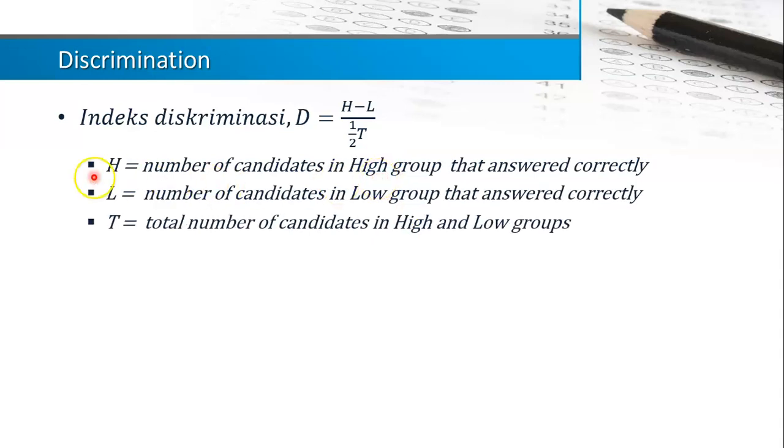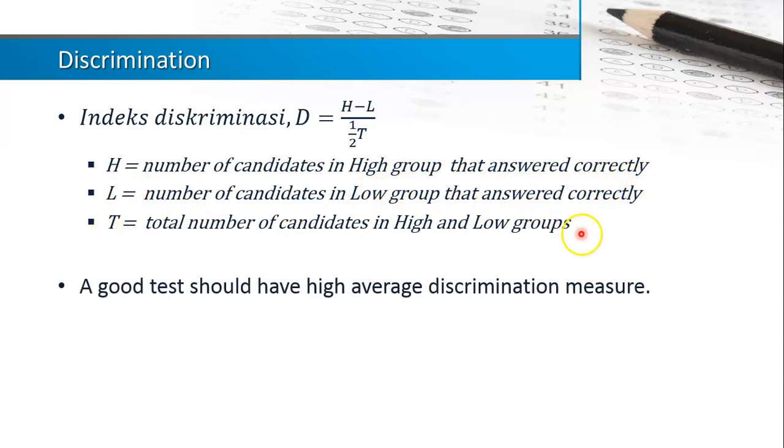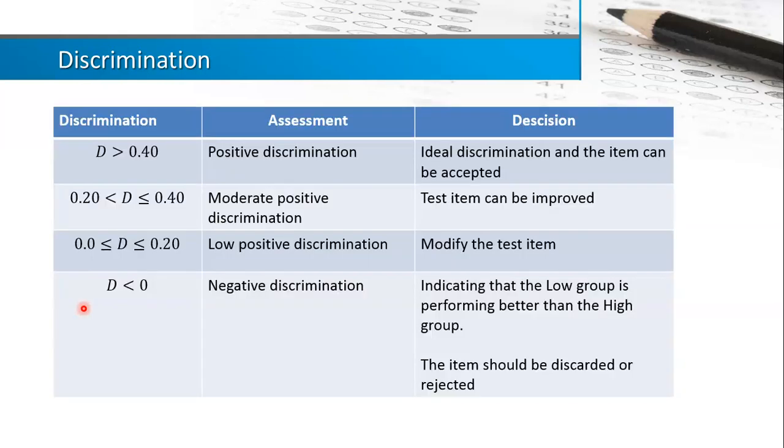Okay, H is the number of candidates in the high group who answered correctly. L is for the low group. T is the total. So a good test should have a high average discrimination measure. You need to calculate the average discrimination measure. We desire more than 0.5. Okay, so the greater the better.